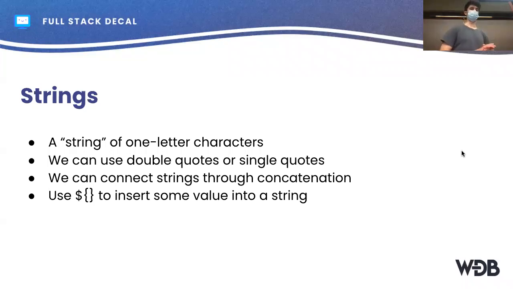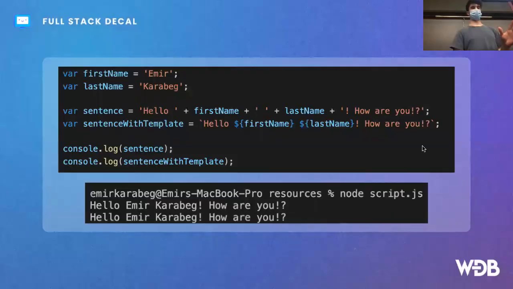Another type we have is strings. You can think of a string as a string of one-letter characters. If you have a bunch of these characters, you put them all together into a string. That's the type that we store in variables in JavaScript. We can use double quotes or single quotes, and we can connect strings through concatenation, which I'll show in just a second. Another interesting thing we can do with strings is use this dollar sign with curly braces to insert some value into a string. I'll show you what that looks like in a second.